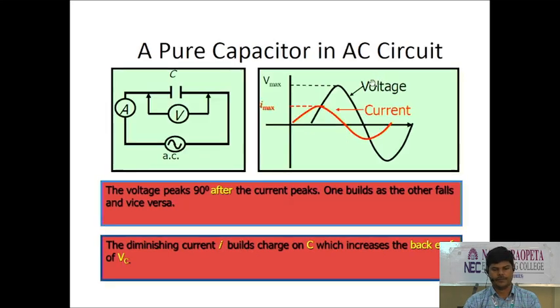See the circuit. Exactly at the zero point, current started. The voltage has not yet started. After 90 degrees of phase shift, voltage starts. Therefore, you can say current leads, or you can say voltage lags. So the voltage lags the current by 90 degrees, and vice versa.